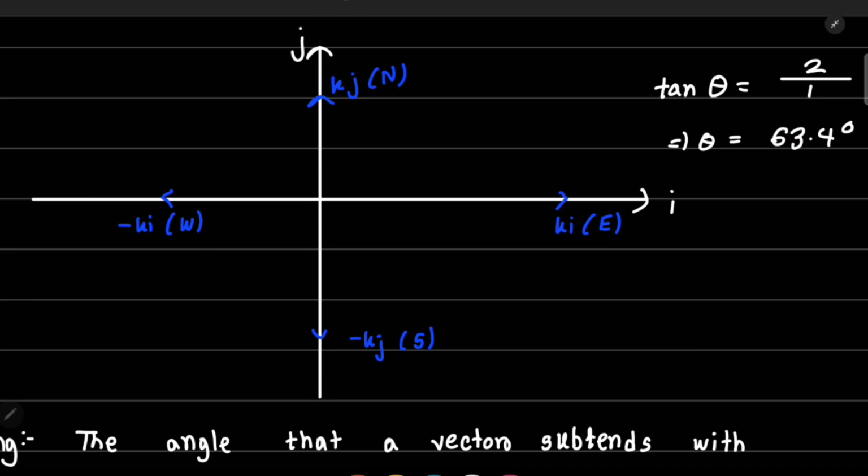Now there are 4 more vectors we have to learn. One of them is northeast. So you go 45 degrees from here, or on a 45 degree bearing. You move right and up in the same amounts. So if you go 5 units to the right, you move 5 units up. This vector is represented by ki plus kj. This is northeast.